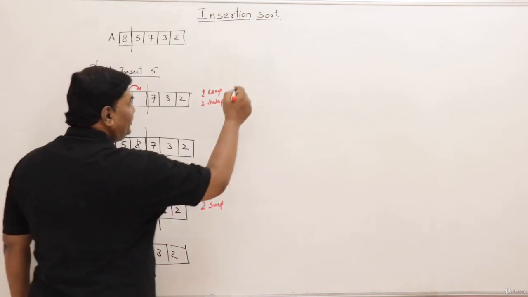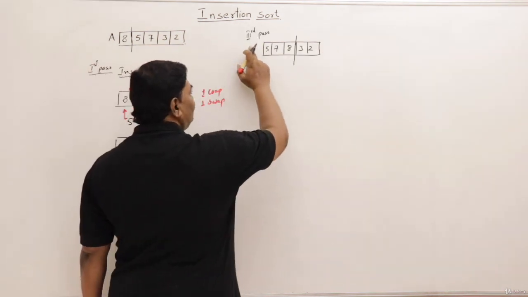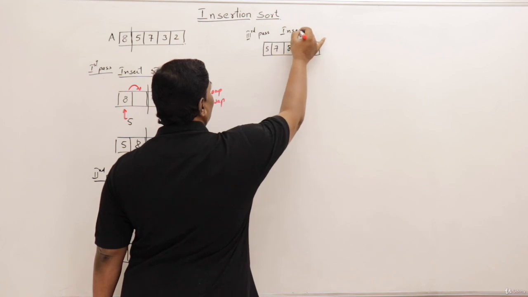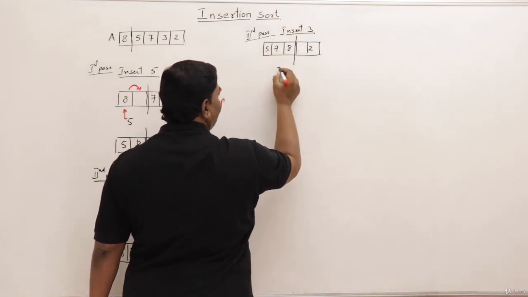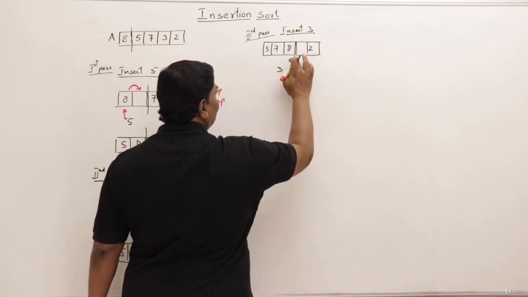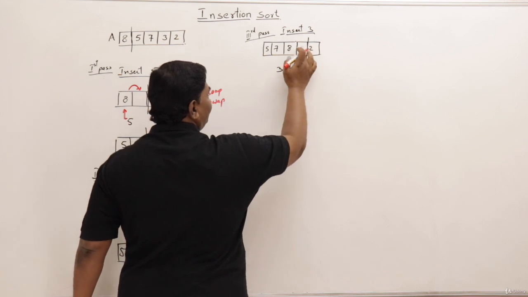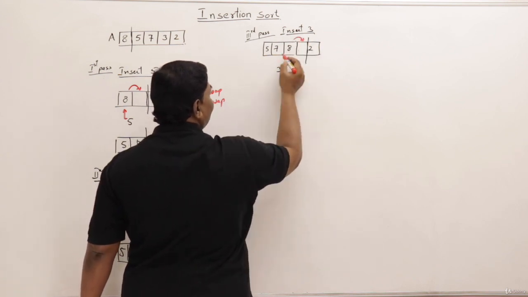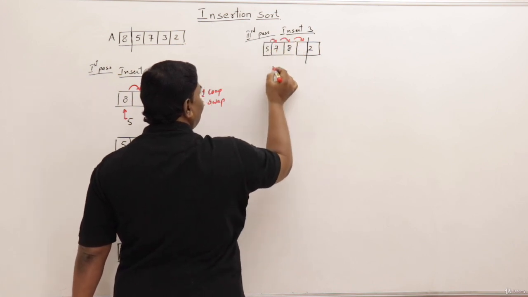The resultant array, I will take it here. Now third pass, insert 3. For inserting 3, take out 3 and the list size will be till here. This is a free space. Now start shifting the elements. 8 is greater, shift it. 7 is greater, shift it. 5 is greater, shift it. Then 3 comes here.